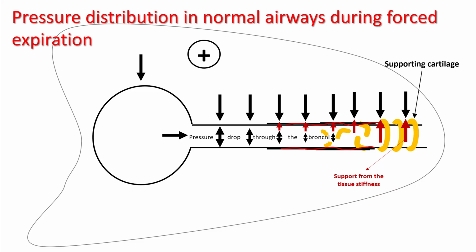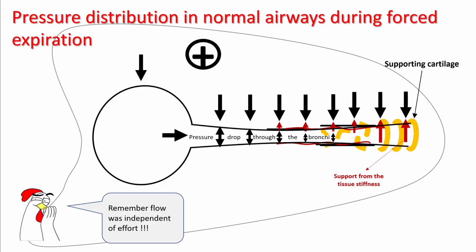However, if you perform a forced expiration, the extra pressure thus generated in the pleura is going to compress the airways and increase the obstruction. So your expiration is going to become more challenging as you increase the intrathoracic pressure. Remember that the flow was independent of effort because of this underlying reason.